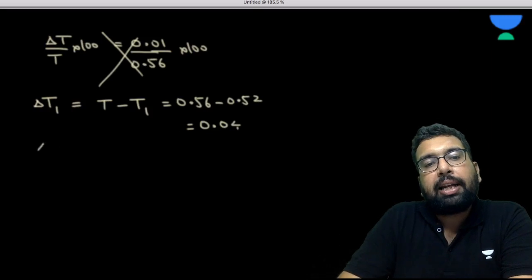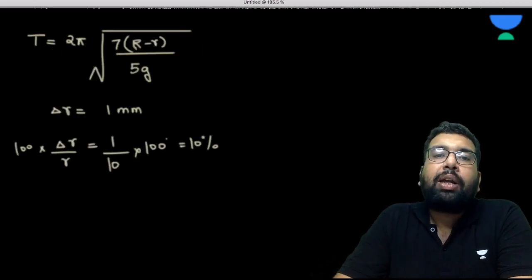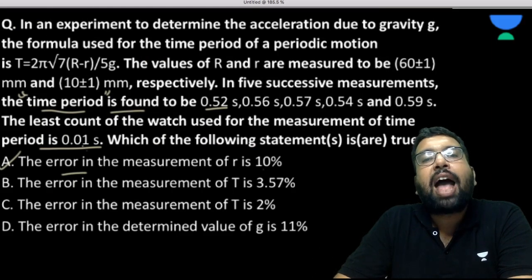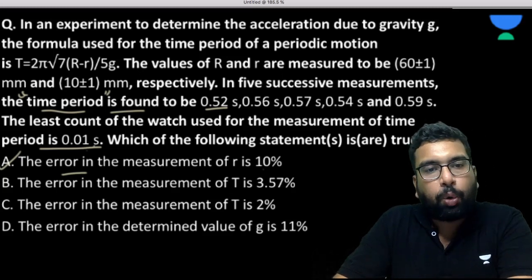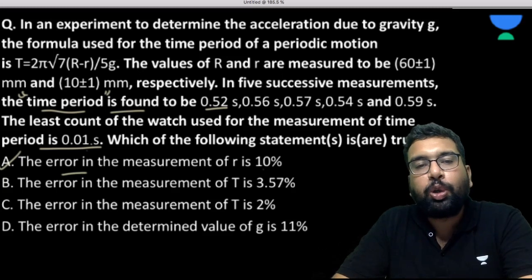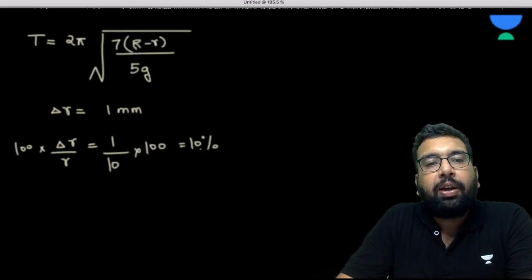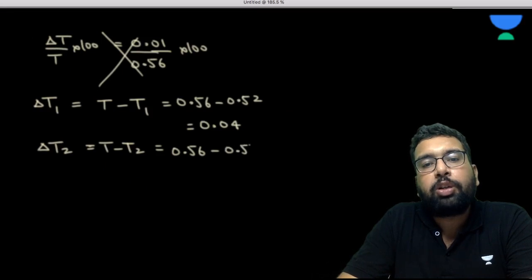Now similarly, what is going to be delta t2? It is going to be t minus t2, because you have to get the average error, the mean error. When you are writing the mean value, you have to write the mean error. So this delta t is just to trap you. It has no use in this question. The least count is 0.01, it basically has no use in this question. This is how they trick you. Wonderful question, no? So t2 is 0.56, so this is going to be 0.